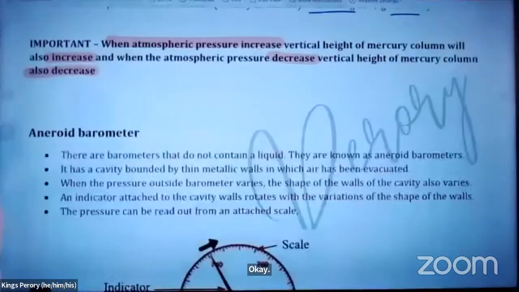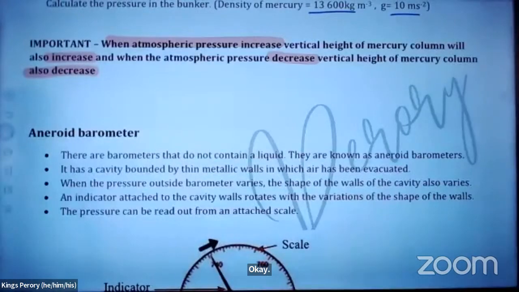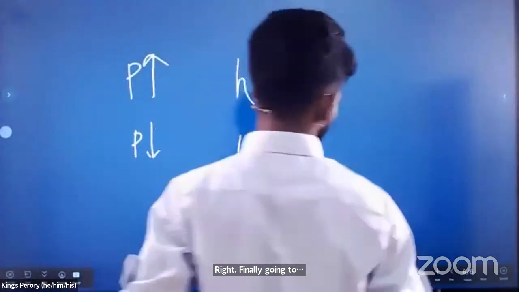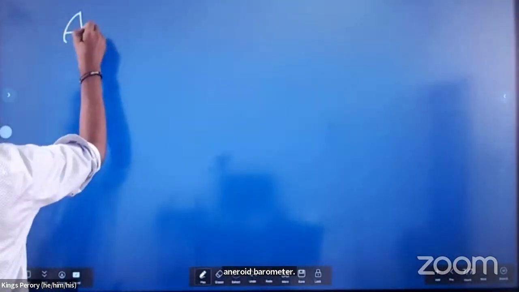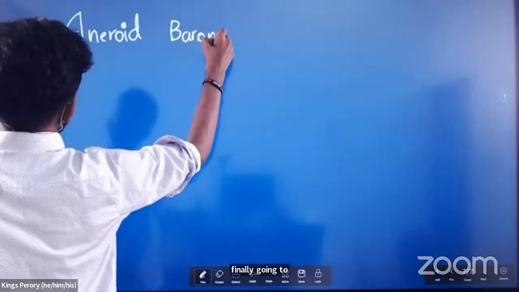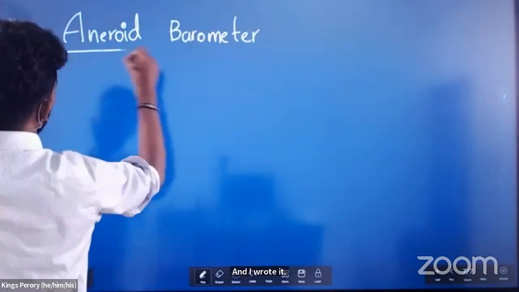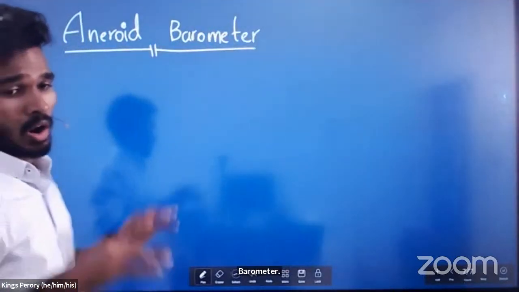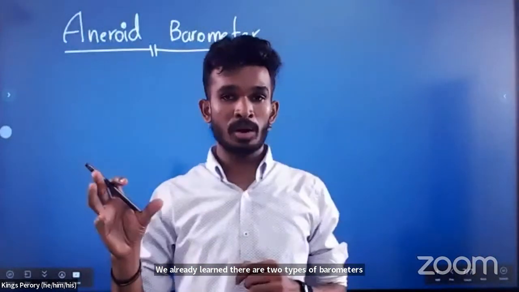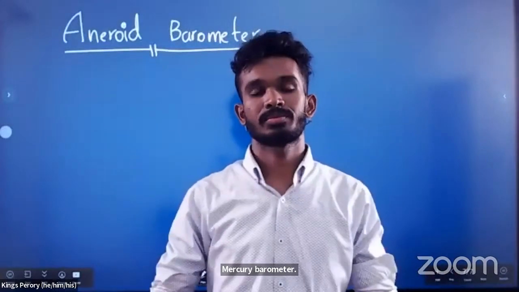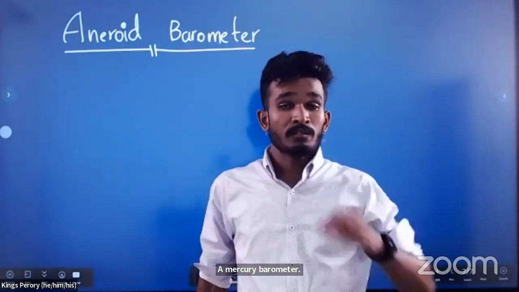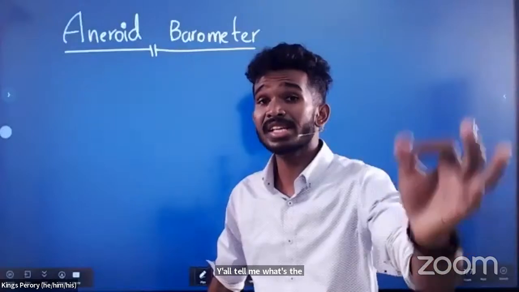Right. Finally going to the aneroid barometer. We already learned there are two types of barometers: mercury barometer and aneroid barometer. Now, mercury barometer. You all tell me, what's the main disadvantage in mercury barometer?